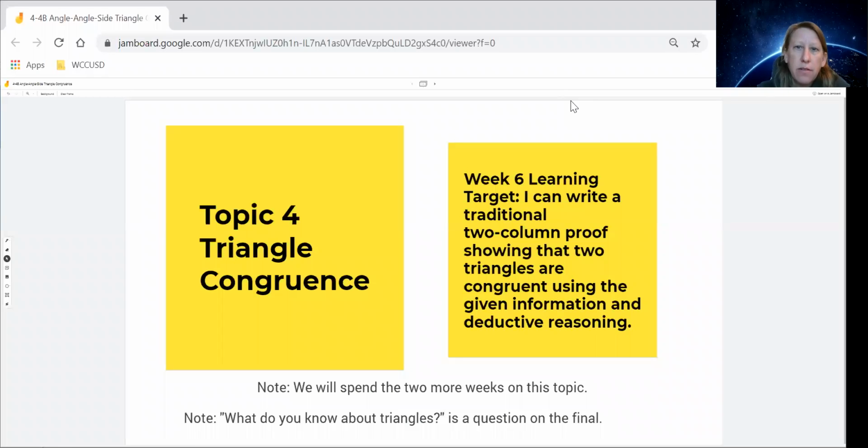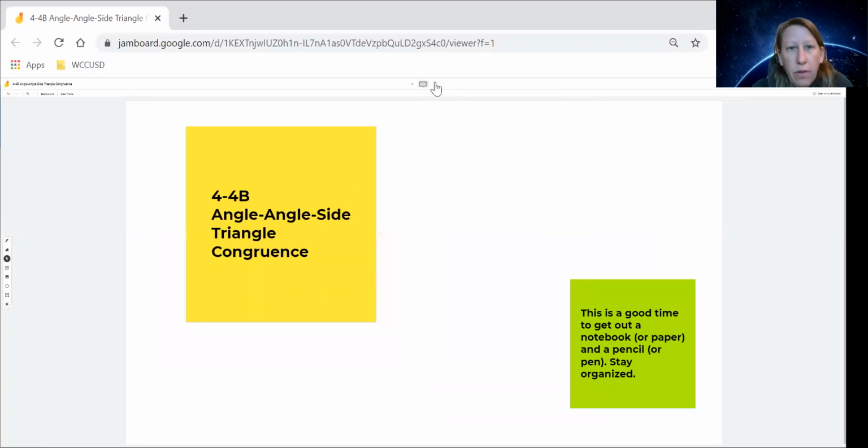Hello students, we are continuing to talk about ways to prove two triangles are congruent using deductive reasoning and proofs. Today we're going to talk about angle-angle side triangle congruence.